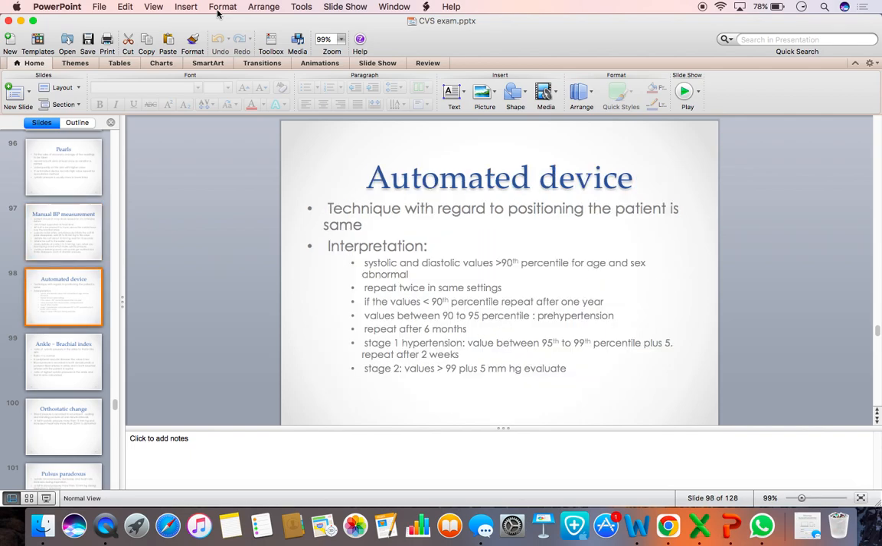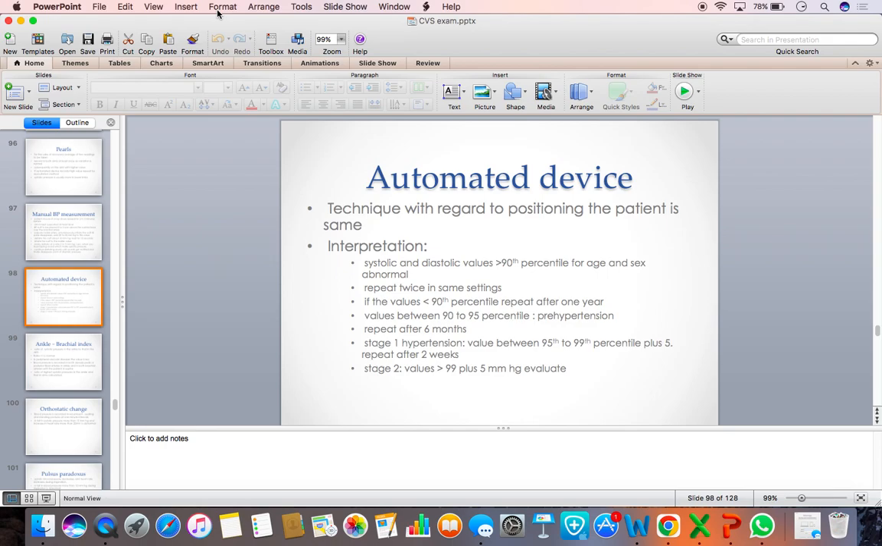When you use the automatic device, the technique with regard to position of the patient is the same, but the interpretation is as follows. Systolic and diastolic values more than 98% for age and sex are abnormal. You plot the values under the percentile chart. If the readings are more than 98th percentile for age and sex, they are abnormal.